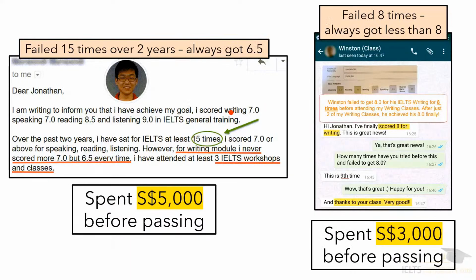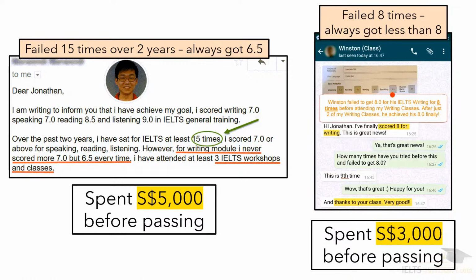My previous student, as I mentioned to you before, he failed 15 times before coming to my class. He just needed to get from 6.5 to 7 for his writing. His listening, reading, and speaking, he passed. But his writing, he always got stuck at 6.5, which is very common. So he took 15 times and failed. He spent 5,000 plus. Came to my class, then after that he passed, after using my templates.